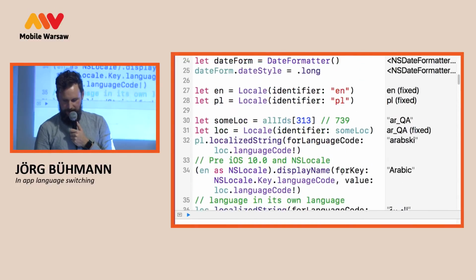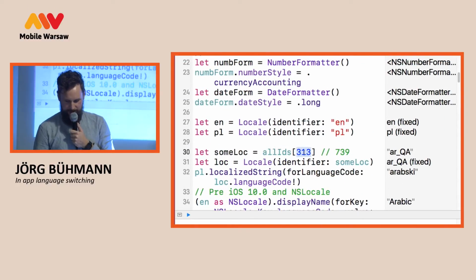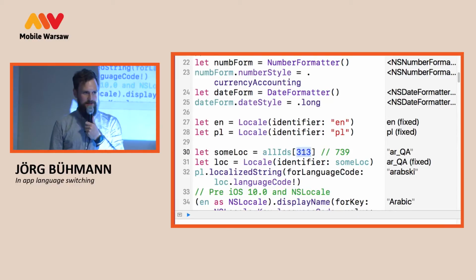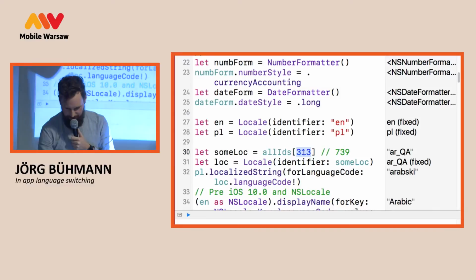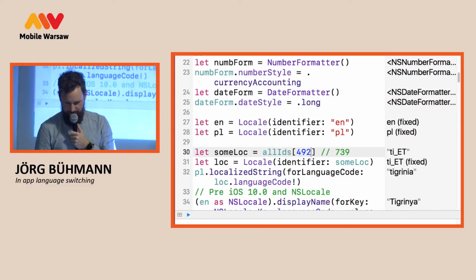So now we pick a new number here. Tell me some number between 0 and 738, please. 492. 492. Oops. Okay. So, oh, Russian.